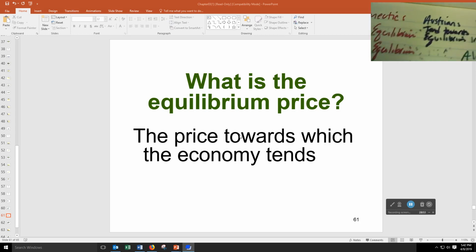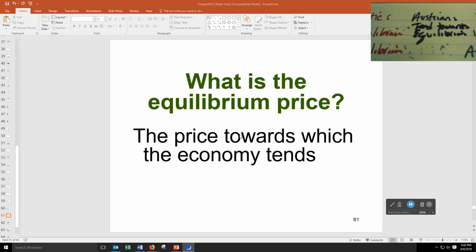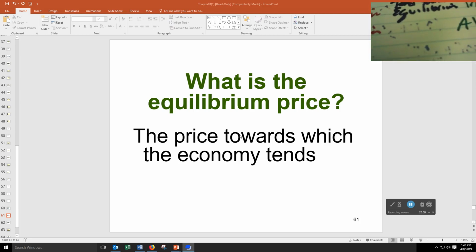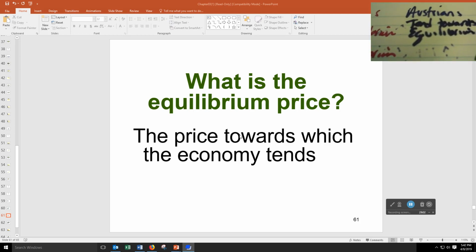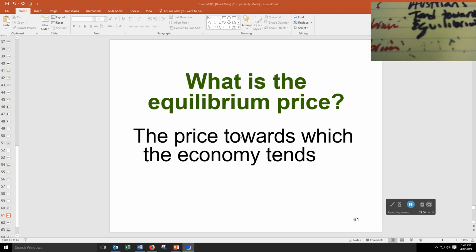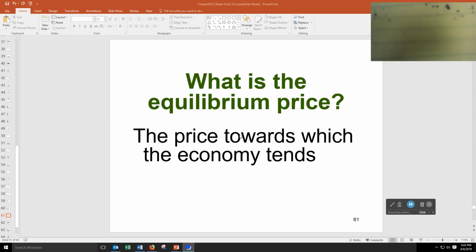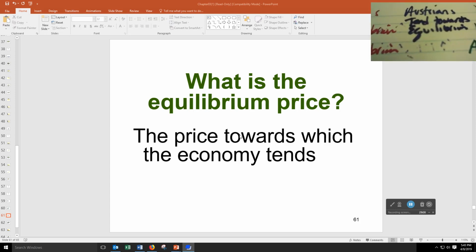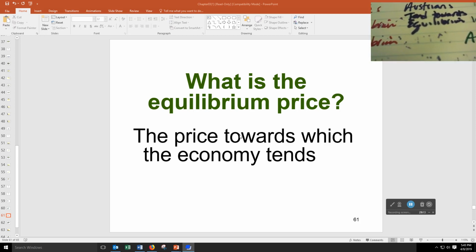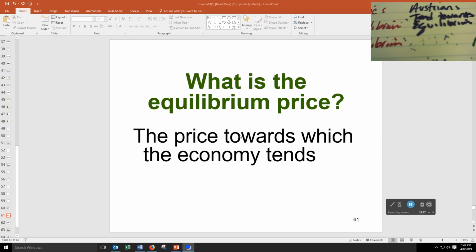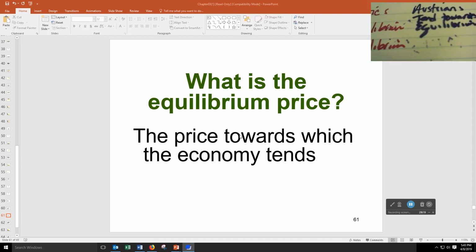And the reason they tend towards equilibrium generally, some will say all the time, some will say generally, is because when we buy a good or a service, we learn new things about ourselves and about the market and about the good or service. That might make us more confident or less confident that this good or service will be able to satisfy a particular want or need in the future.